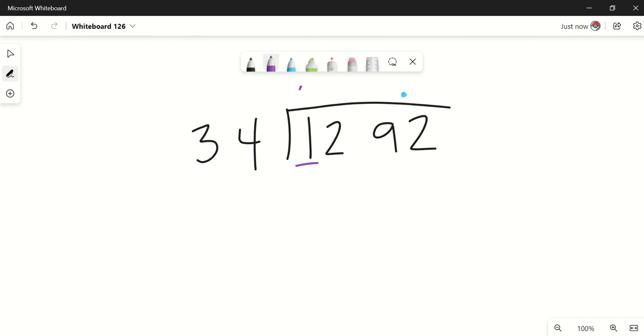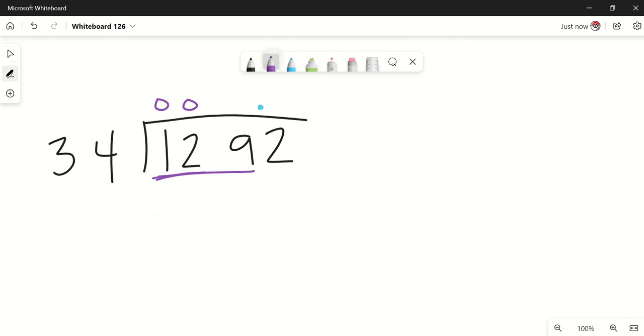34 won't go into 1. It won't go into 12. How many times will it go into 129? I'm going to move this over a little bit so I have guess and check room. I'm going to guess 4 times, and we'll see if I'm over. 4 times 4 will be 16, carry the 1. 4 times 3 will be 12, plus the 1 will be 13, and I'm definitely over. So I know now it's going to be 3.